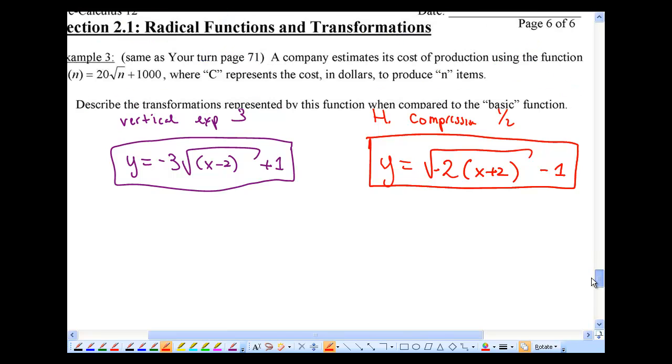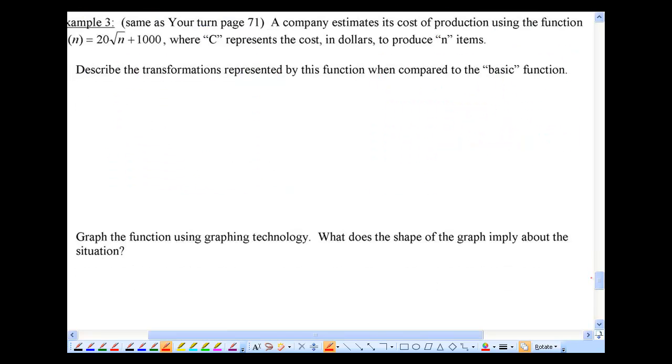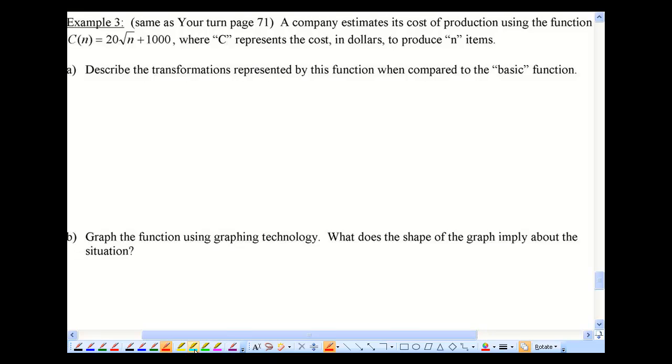Okay, example number 3. Same as the Your Turn on page 71, so I just took this straight out of the book. A company estimates its costs of production using this crazy function, C of n. So cost is dependent upon n, which is probably the number of items produced: 20 root n plus 1,000. It says describe the transformations represented by this function when compared to the basic function. Remember the basic function again is y equals root x.